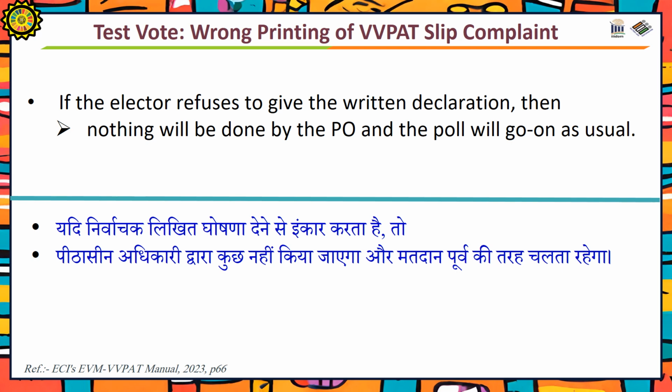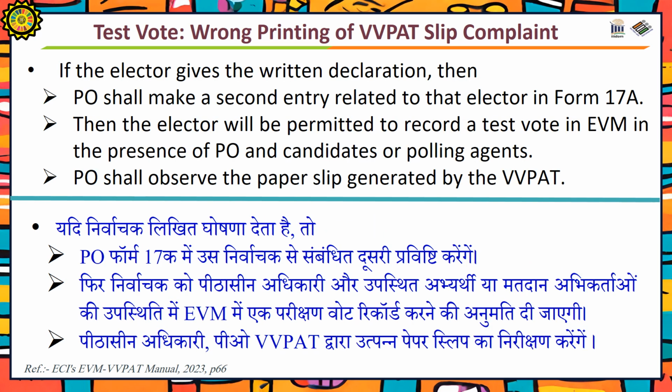If the elector refuses to give the written declaration, then nothing will be done by the presiding officer and the poll will go on as usual. If the elector gives the written declaration, then the presiding officer shall make a second entry related to the elector in Form 17A. Then the elector will be permitted to record a test vote in the EVM in the presence of the presiding officer and the candidate or the polling agent.